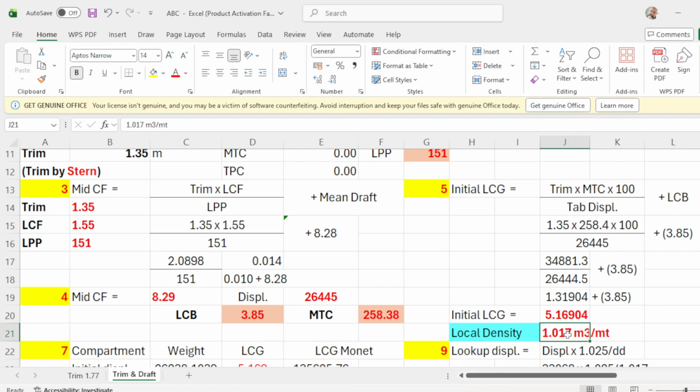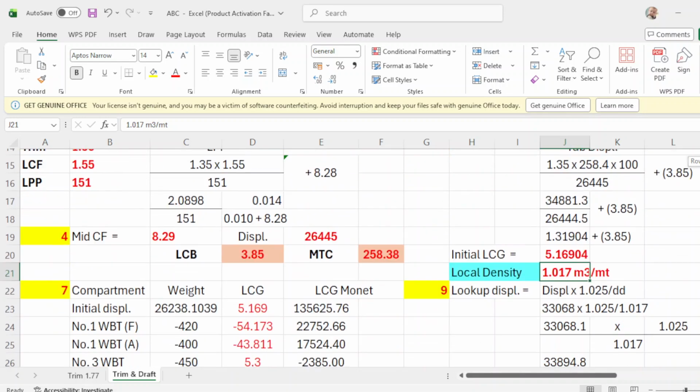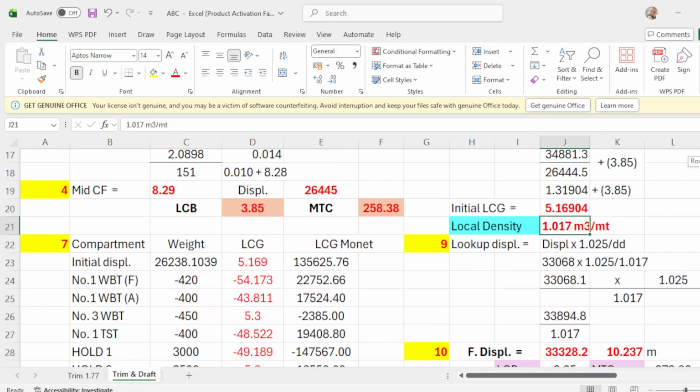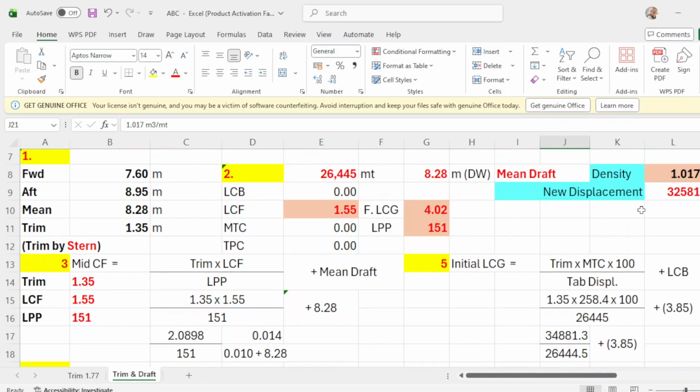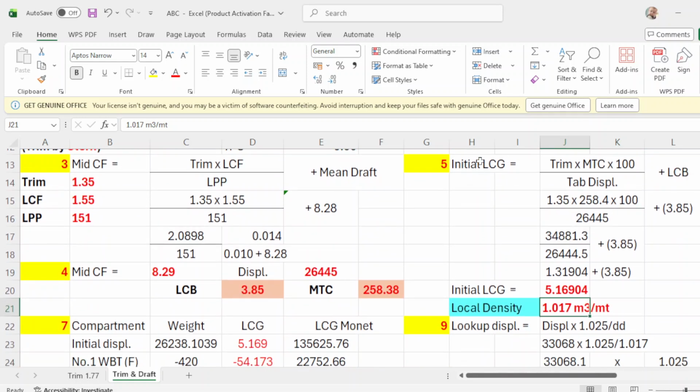I got 5.16904. Okay, that is with your density of 1.017, because you are floating in a density of 1.017 in this operation, loading and unloading of ballast. Okay, that will be number 5. So we go to number 6.